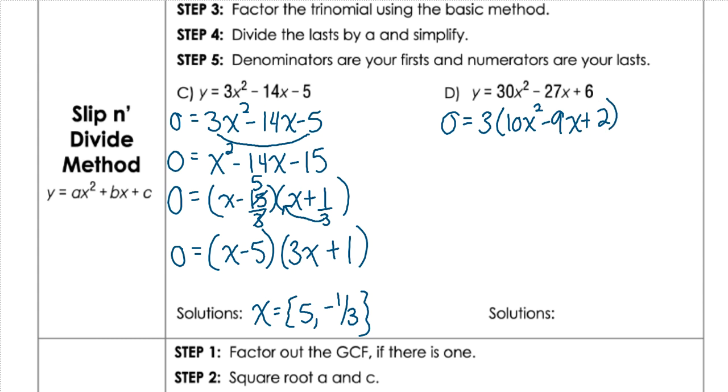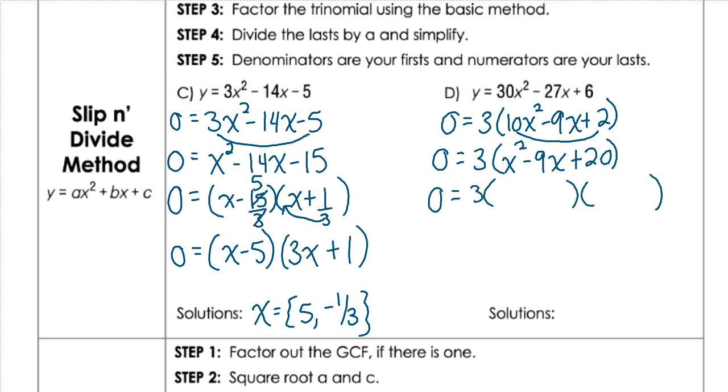Okay, so now I've done that. The next thing I'm going to do is multiply that a and c value together to get a new c value. So I'm going to slide that towards the other end so that I don't have an a value anymore. That's going to give me a c value of 20 now. Then I'm going to factor it using the basic method.